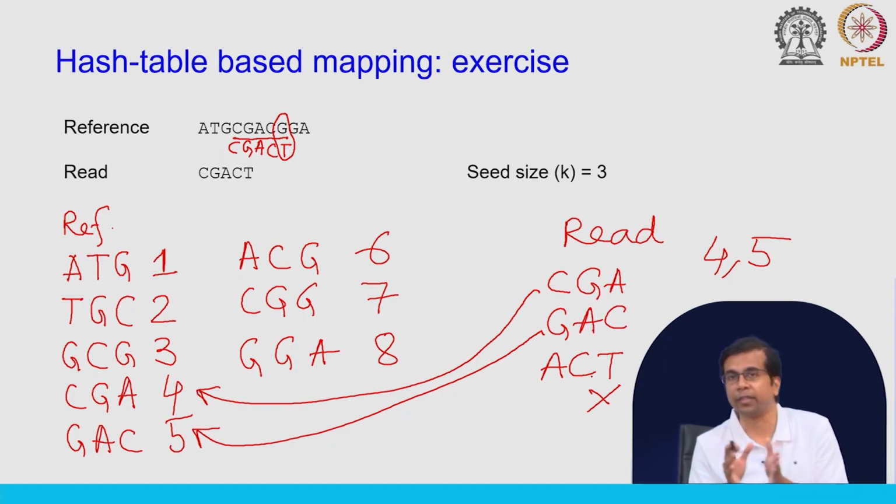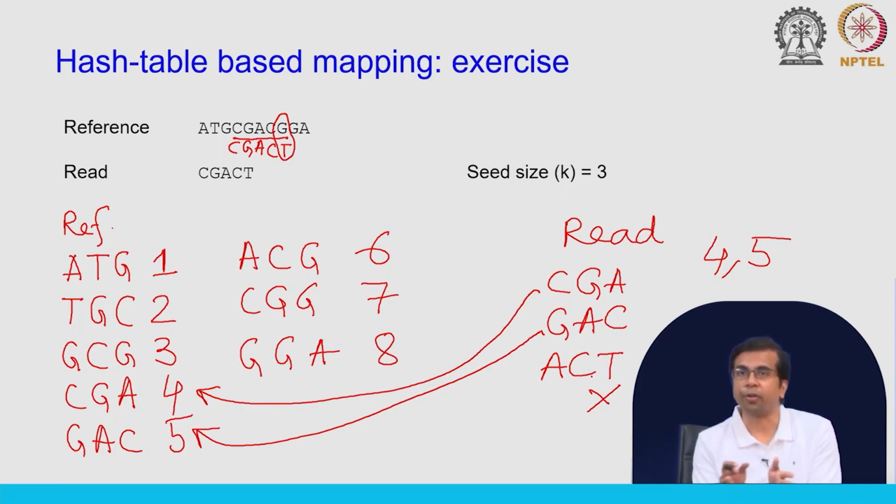So in this simple example, I hope it is clear how you would generate this hash table for the reference sequence, and then how you generate the seeds for the read, and then how you map these seeds to the reference hash table, and in that process you will identify the location of the read.